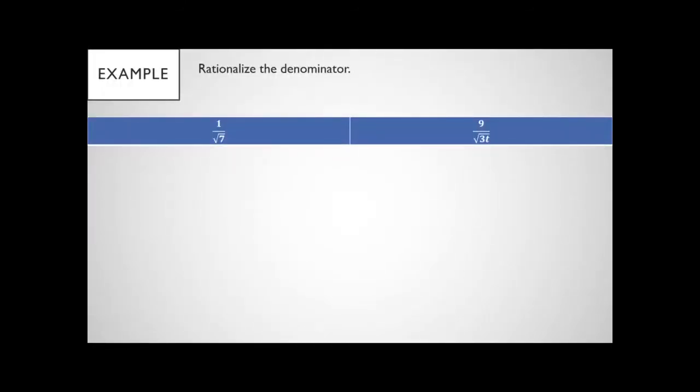So I'm going to start with ones where they're not in that situation, just so you can see how this works. So it says rationalize the denominator. You may also see the word simplify, and that just basically means, okay, we don't want to have square roots in the denominator because we don't like that in simplified form. So I'm going to start, we have 1 over the square root of 7.